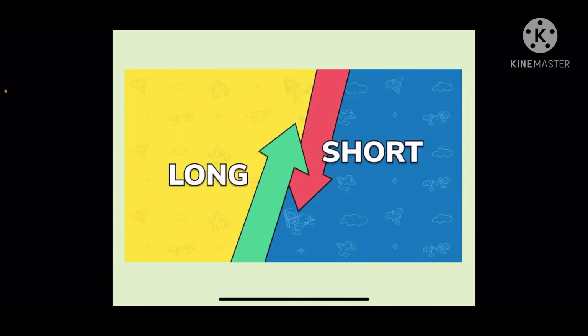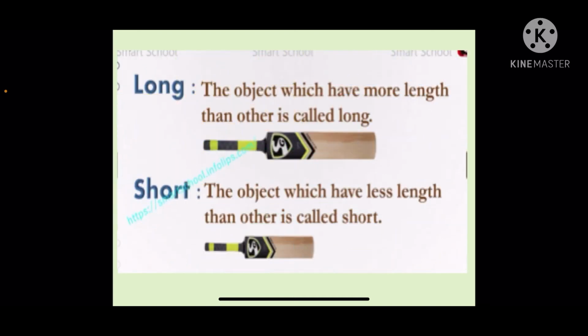Now let's move on to the next concept, that is long, short. Children, long means the object which has more length than other is called long, and short means the object which has less length than other is called short. As you can see in the picture children, the first bat is more in length, so it is long than the second bat because it is less in length compared to the first one. So the first bat is long and the second bat is short.